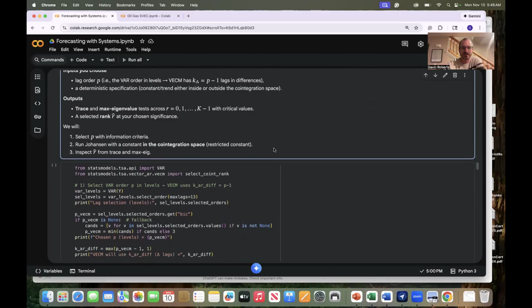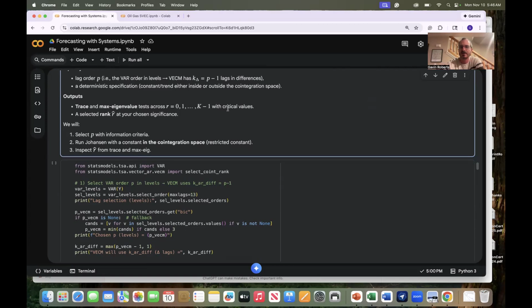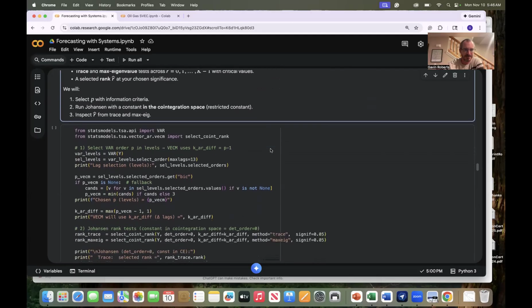Essentially, the Johansen procedure uses two types of statistics, trace and max eigenvalue tests, across all the different potential co-integrating ranks. So 0 would mean there's no co-integration, 1 means there's one co-integrating vector, up to one fewer co-integrating vectors than there are variables in our system. And then we compare those to critical values. Essentially, it's a series of hypothesis tests.